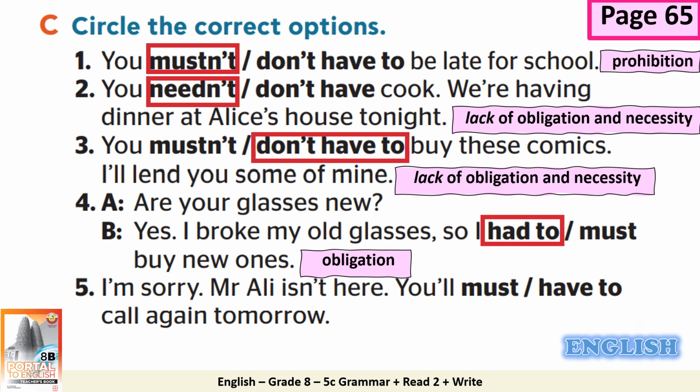Number 5, I'm sorry, Mr. Ali isn't here. You'll call again tomorrow. You'll have to call again tomorrow. Have to is used to show, also to express obligation.